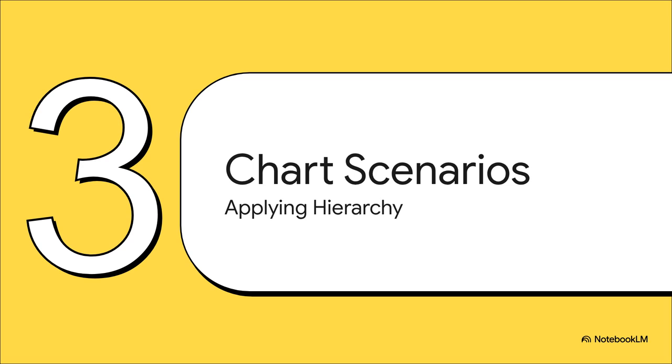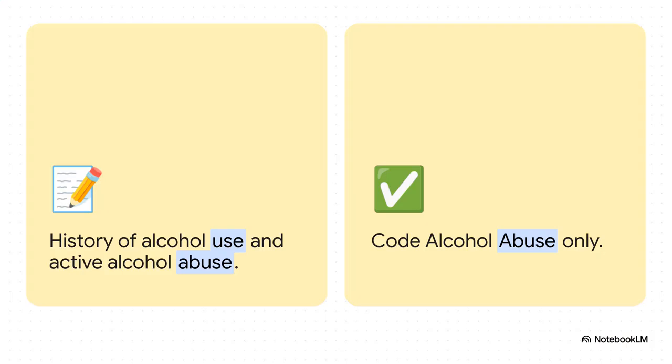Moving on to Section 3. Let's actually test this out with some real-world chart scenarios and resolutions. Let's look at example A. The doctor writes in the chart, patient has a history of alcohol use and active alcohol abuse. Okay, so we've got the terms use and abuse for the same substance, alcohol. According to our trusty pyramid, abuse sits right above use. Therefore, the active abuse immediately cancels out the history of use on your claim.